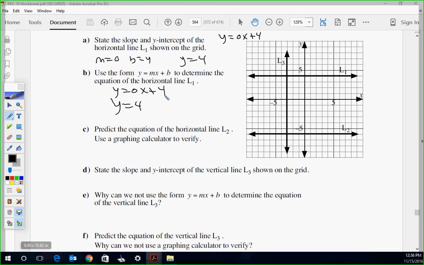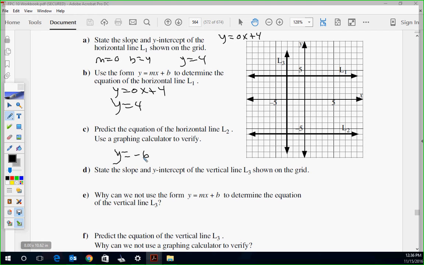Y equals 0x plus 4, which is y equals 4. Predict the equation of the horizontal line 2 using graphing calculator verify. So what is this one going to be? Just y equals negative 6. Write that down, then listen to me, because I want to see if you can lock this in to get these free points when you're assessed.